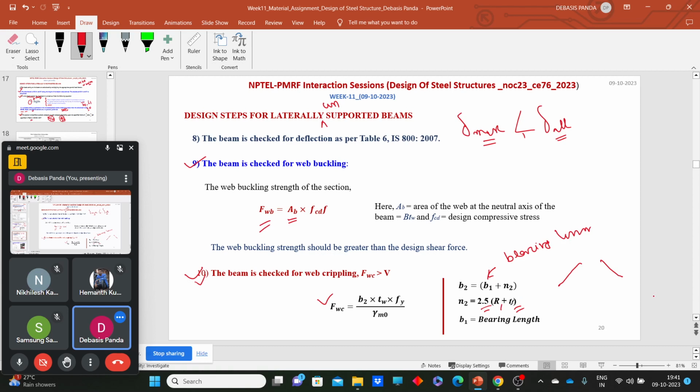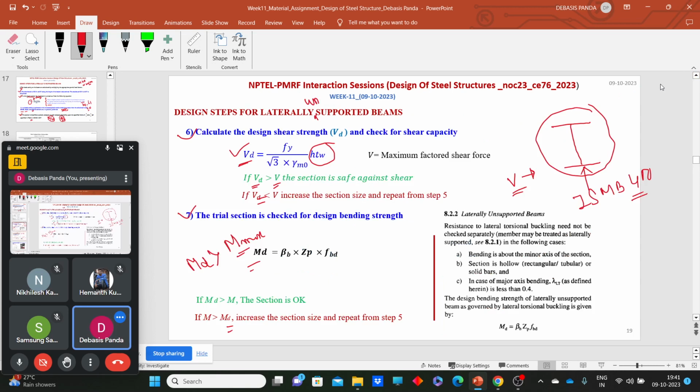Okay, so if the beam passes the deflection check, web buckling and web crippling, and two more checks it has already passed, the strength with respect to shear and the design bending strength, so if the selected section satisfies all the steps, then we can say yes, we can go with the section, and that should be the design.